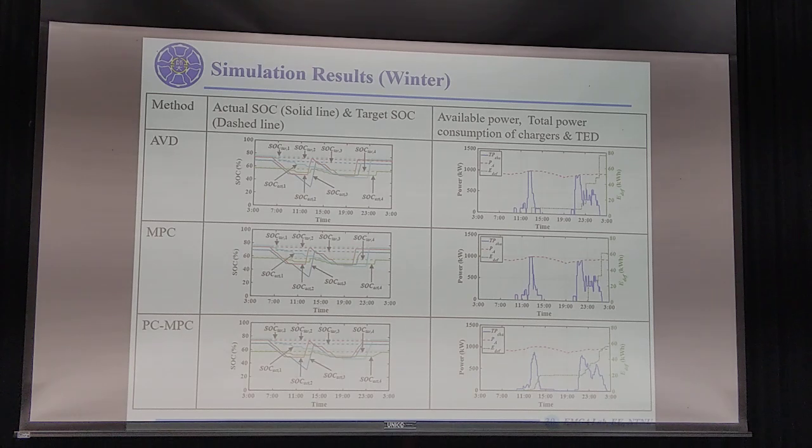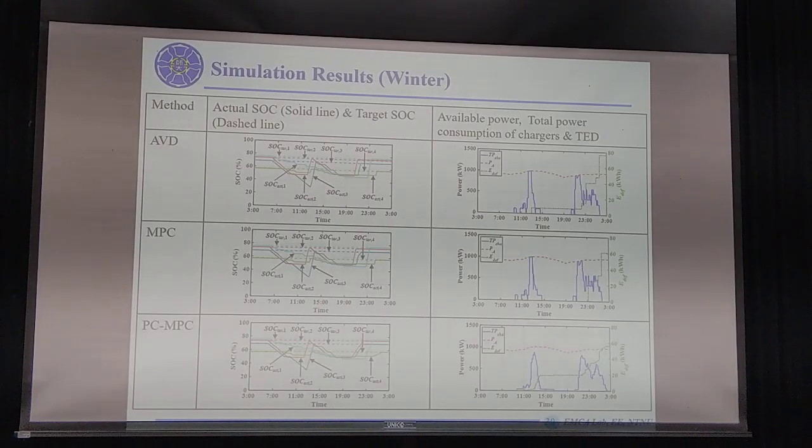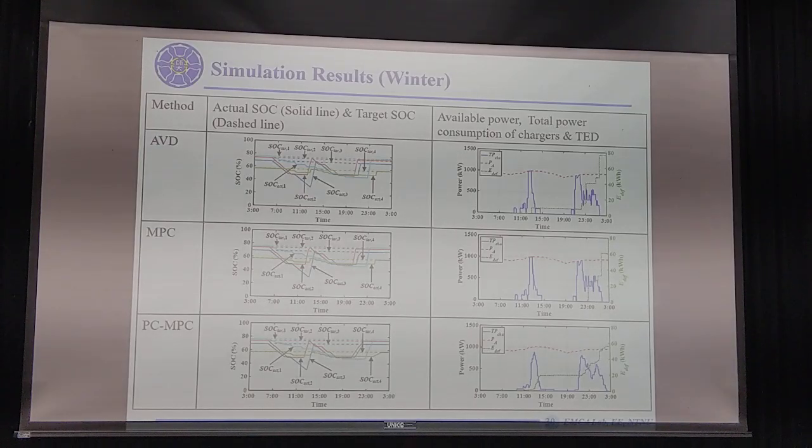We can also observe two charging peaks, in the morning and in the middle of the day. Finally, look at the green line, which represents the total energy deficit. It's clear that the TED curve for PCMPC is much lower than the other two methods.